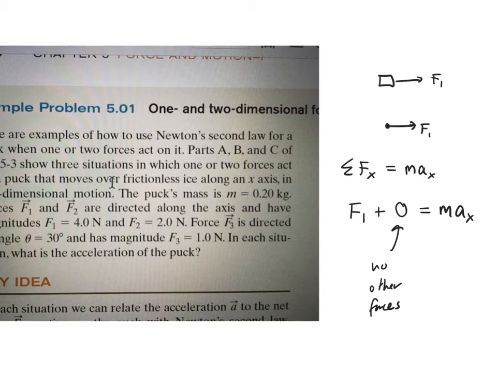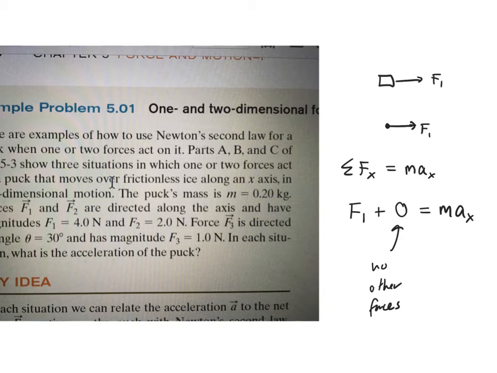So the mass was given as 0.2 kilograms. The unbalanced force that's applied is 4 newtons. 4 newtons divided by 0.2 kilograms will give me 20 meters per second squared. So the net force is on the left. The net force is always what replaces F net, which in this case is this entire thing right here.